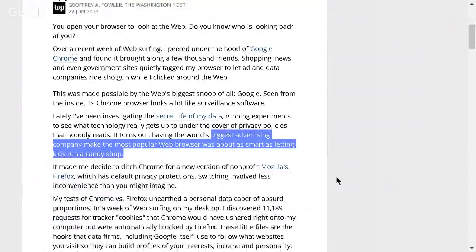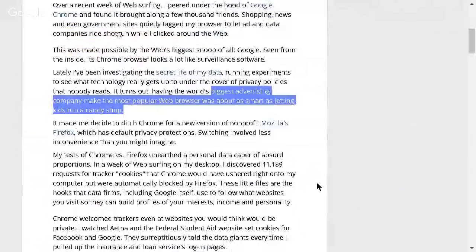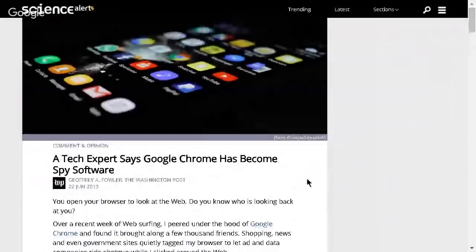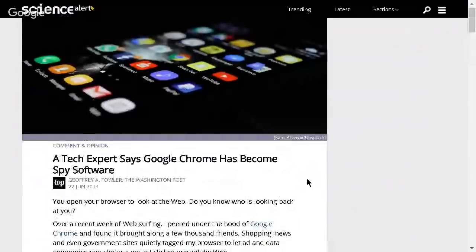So using Chrome, if you use Google Chrome, you've got problems. I mean, anyway, there's links in the article. If you think Google is an objective search engine, think again.